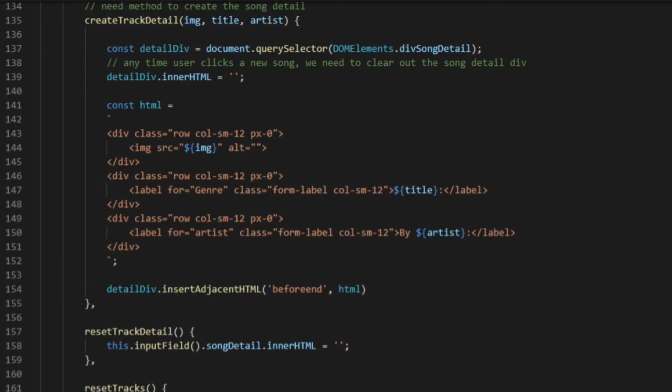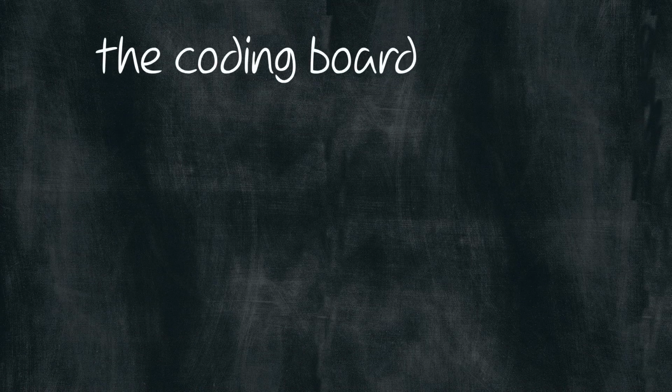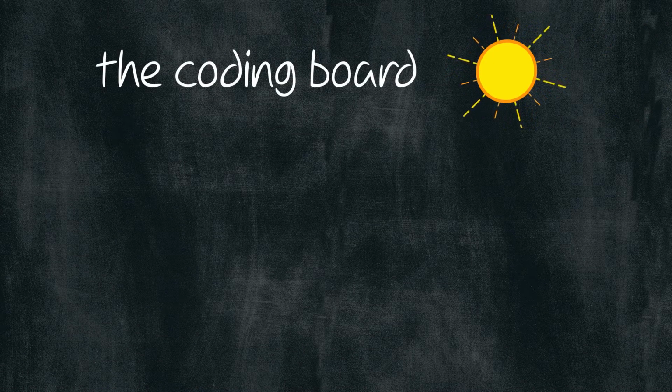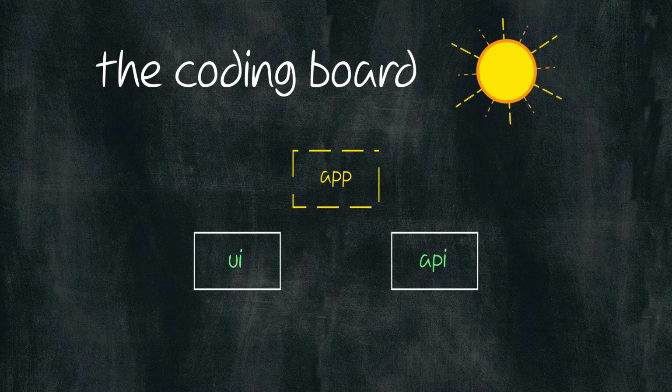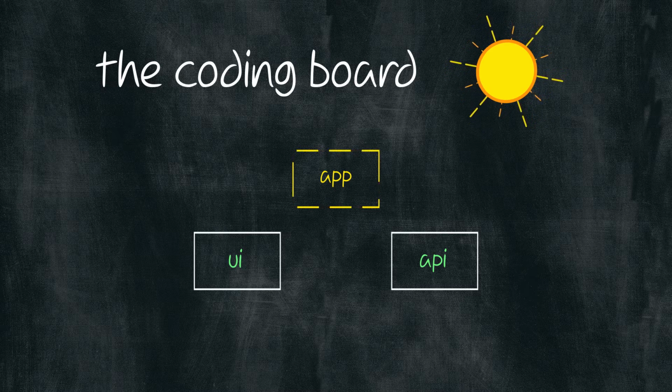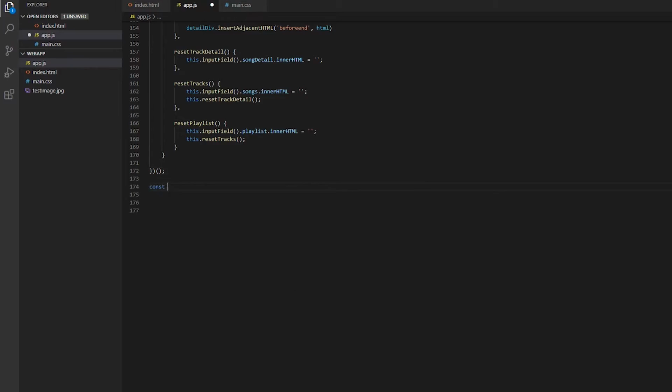The only difference is with the create track detail method. We grab the track detail div using our DOM elements object, and we clear it out prior to populating it with HTML. We currently have two separate modules, one for our UI and one for our API. Our UI module has no relation to our API data. Its only concern is input fields that we need access to. This is called separation of concerns. Now we're going to make a module that will utilize both the API and UI module to handle retrieving data from Spotify and populate our UI fields with that data.